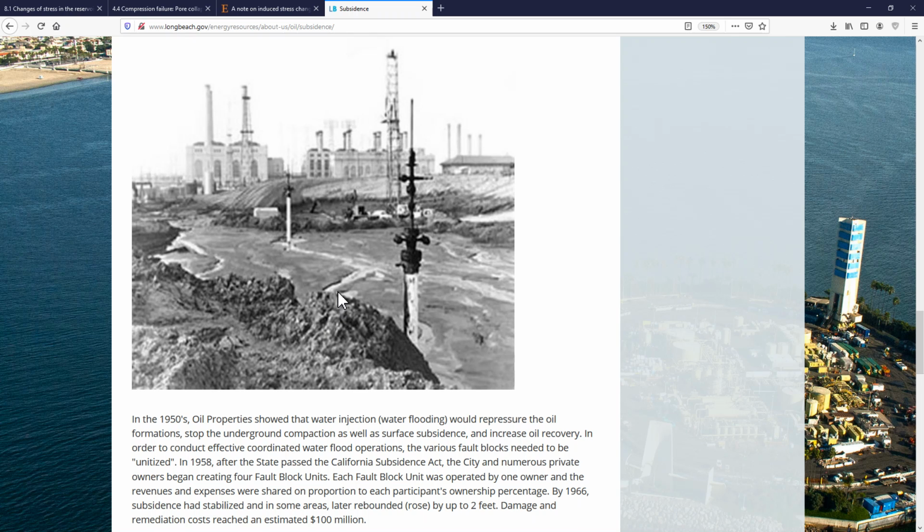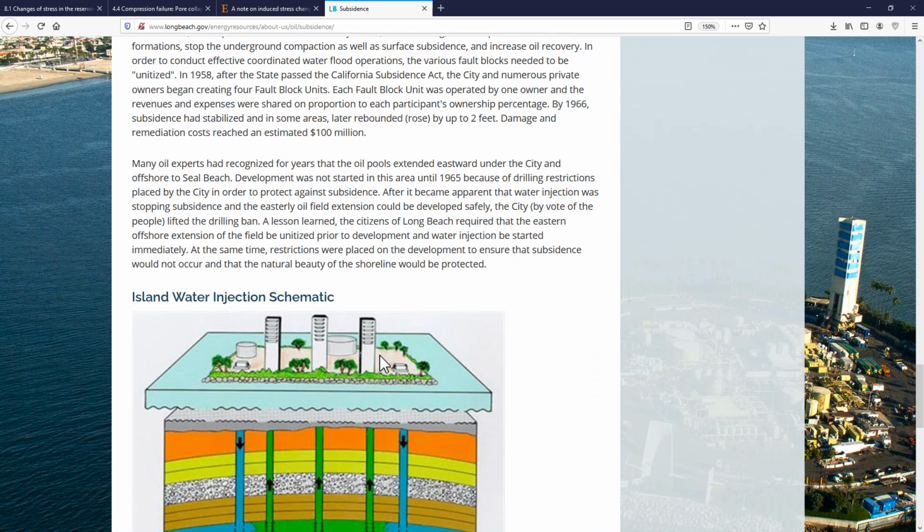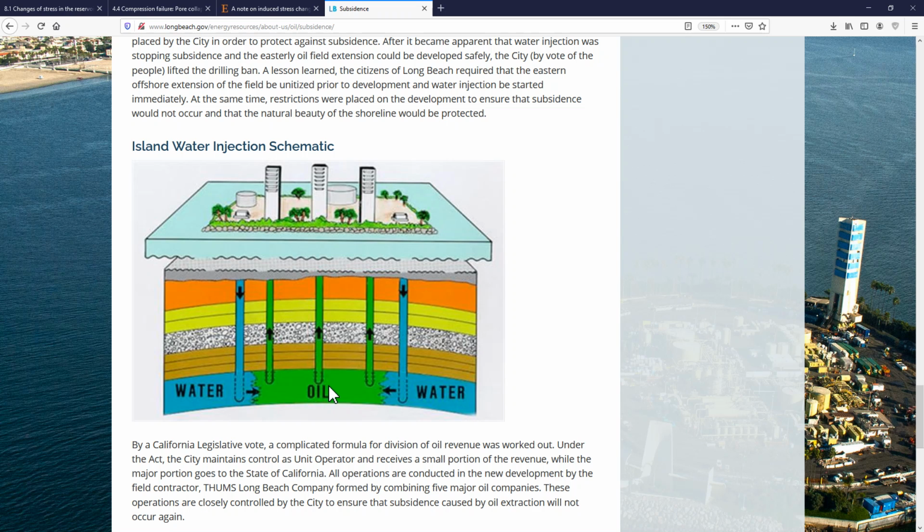So the solution for this case was to repressurize the reservoir by injecting water so that the surface would not sink anymore. Because if they continued to lower the pressure, very likely they would have even more settlement or subsidence. And they did that, as I was saying, by injecting water from a location near Long Beach.